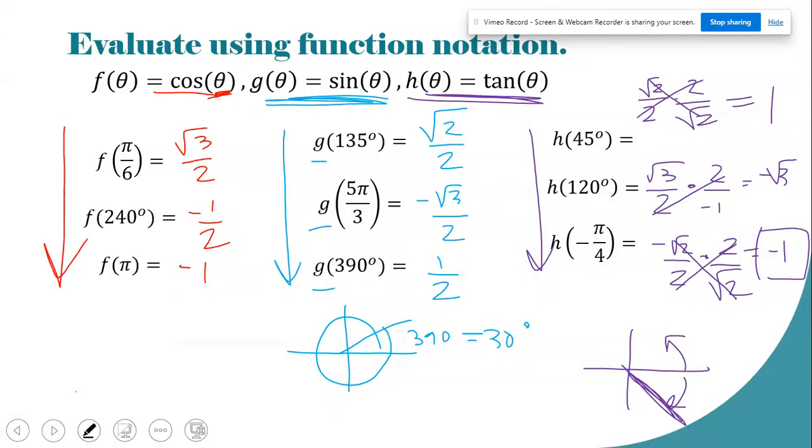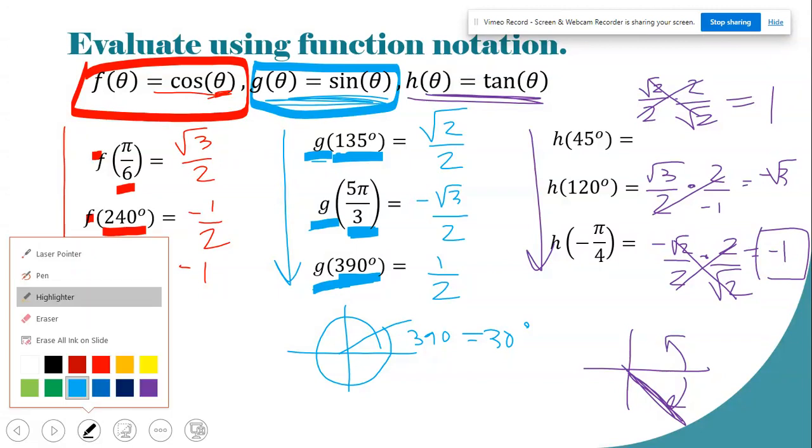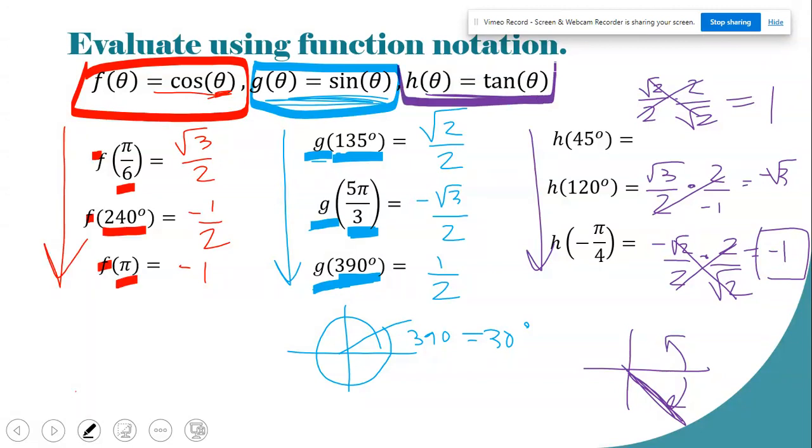So all of the F functions, all of these that said F, we just needed to evaluate cosine of pi over 6, cosine of 240, cosine of pi. For everything that had G in it, we needed sine of that particular angle. So sine of 135, sine of 5 pi over 3, sine of 390. And lastly, H was the tangent function. So we needed tangent of 45, tangent of 120, tangent of negative pi over 4 to determine these output values.